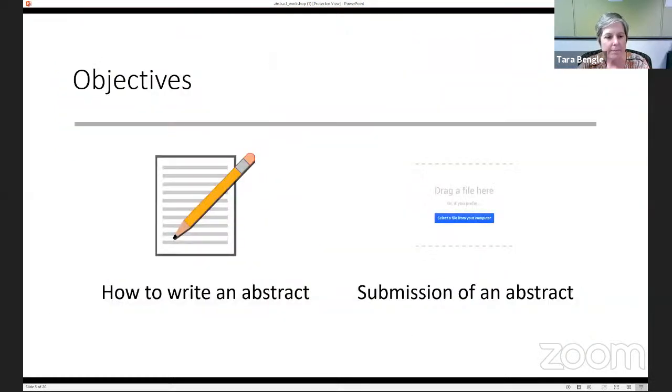Okay. All right, so today's objectives, by the end of this workshop, you'll be able to write an abstract. And I'll also talk a little bit about submitting an abstract as well.